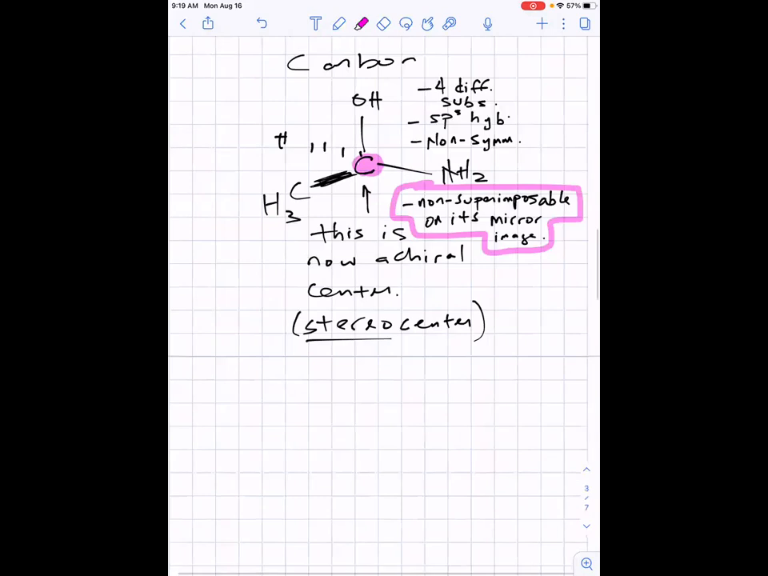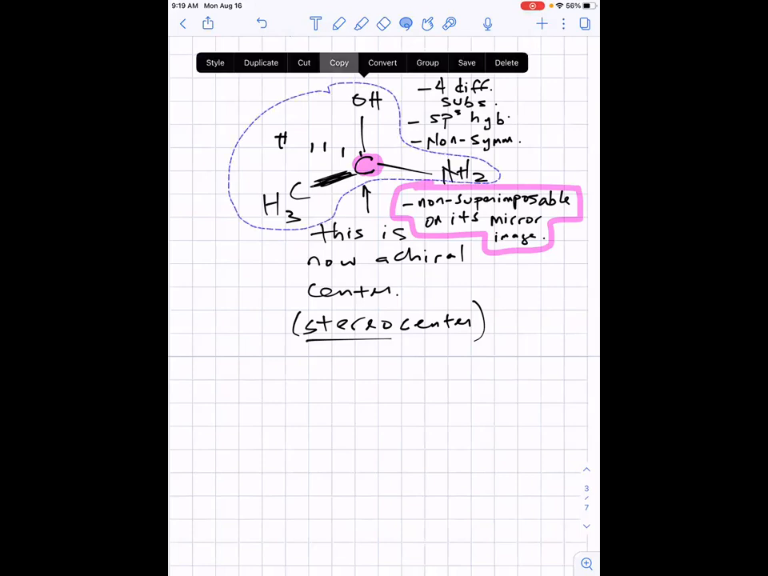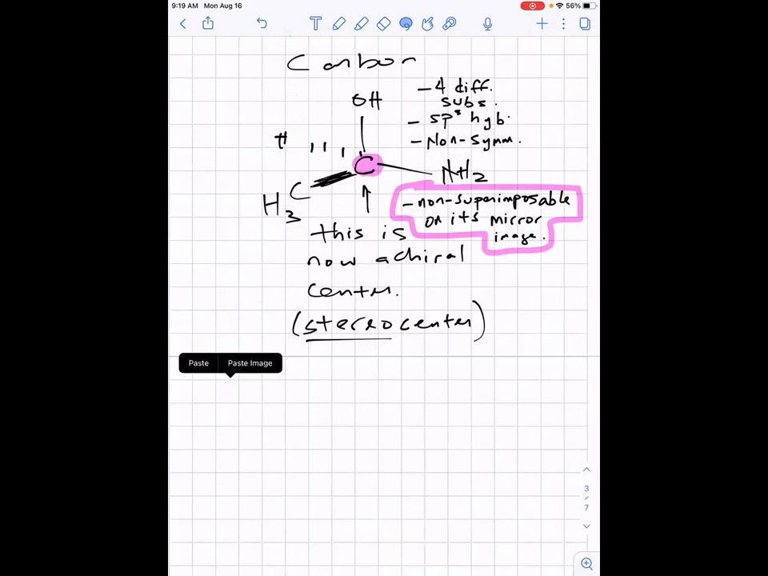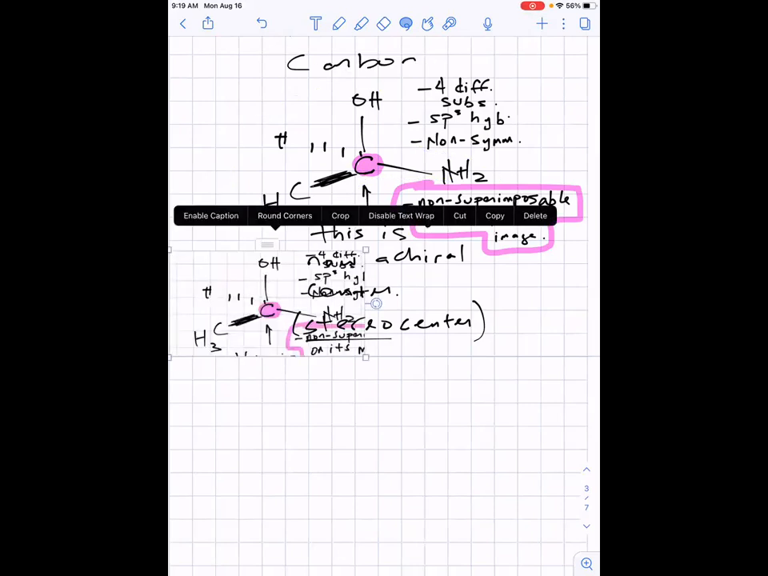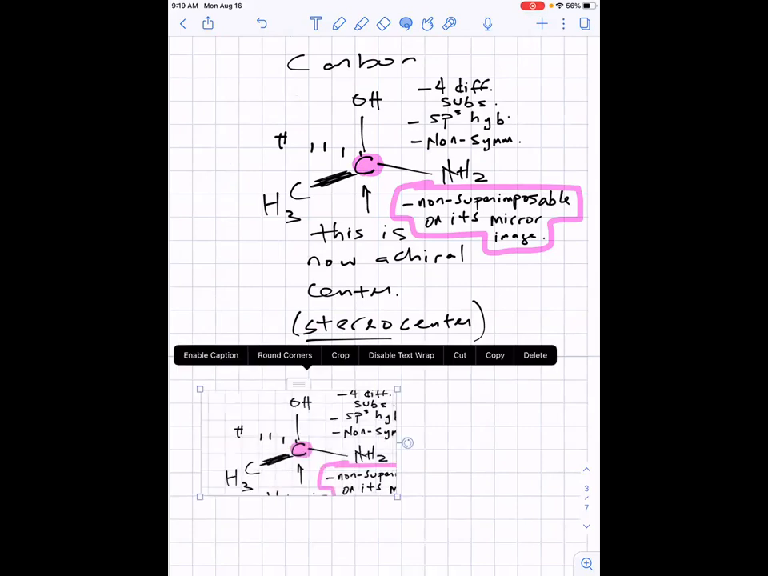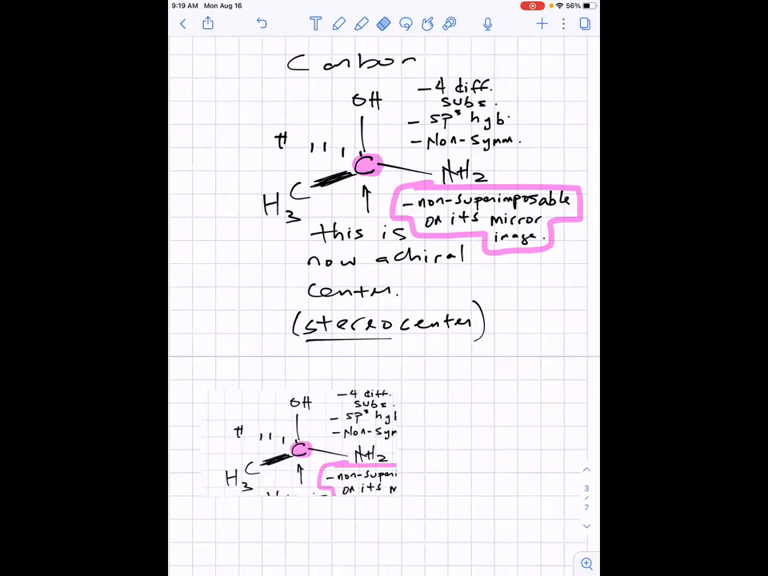Let me copy it again. That's why I love this program. Come on. I don't like that part though. Where are you? Copy. Paste it down here. Didn't mean to get all that. Never mind. I'll just redraw it because that's stressing me out.